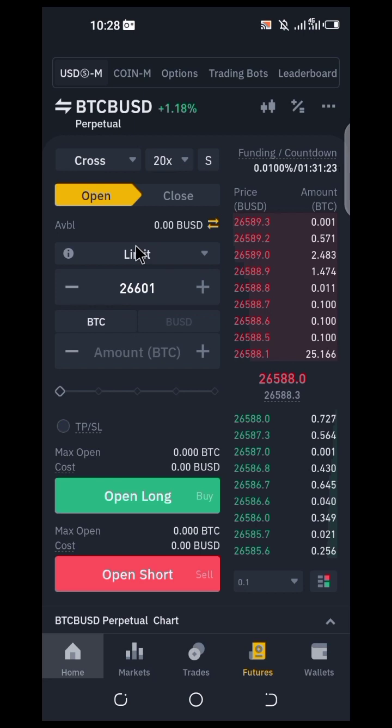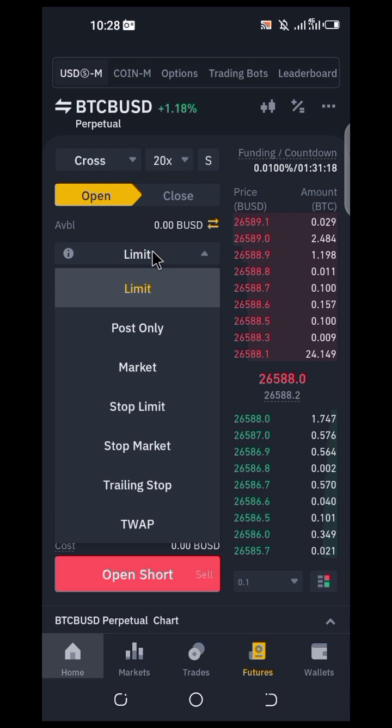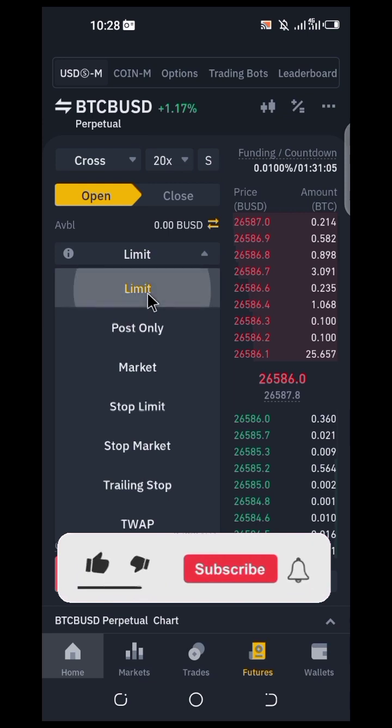So the next thing is the type of market order you are using. Okay, so this is where you select the type of market order you want to use. So we have the limit order, we have the post only, we have the market, we have the stop limit, and we have the stop market. We also have trailing stop and then swap. Okay, so here I'm going to be explaining the limit order first.